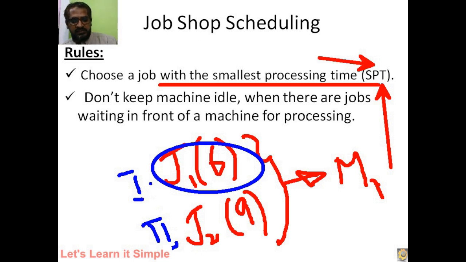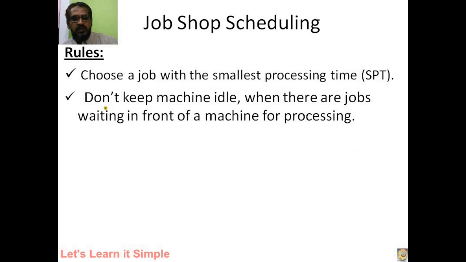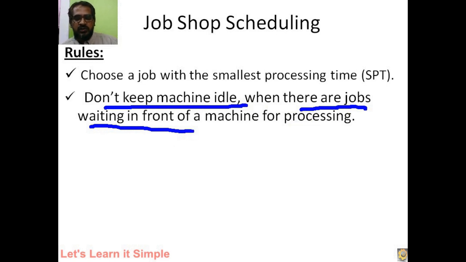Now rule number 2 says, don't keep a machine idle. When there are jobs waiting in front of a machine for processing, don't keep the machine idle. Utilize the machine so that machine utilization will be larger.